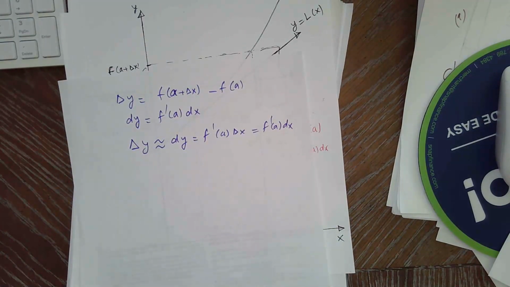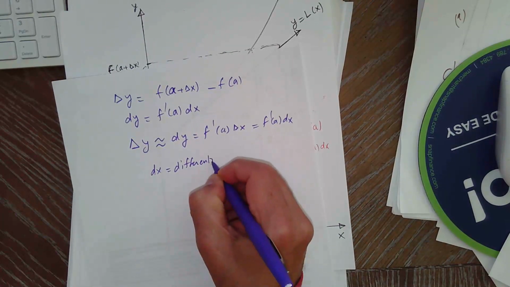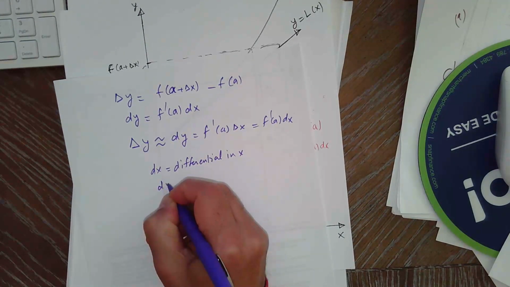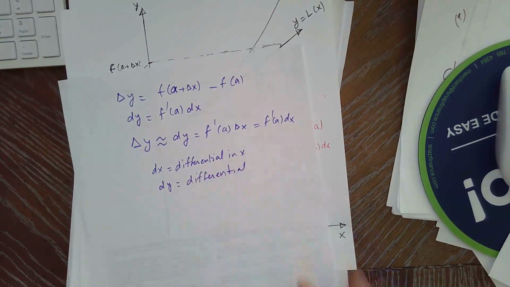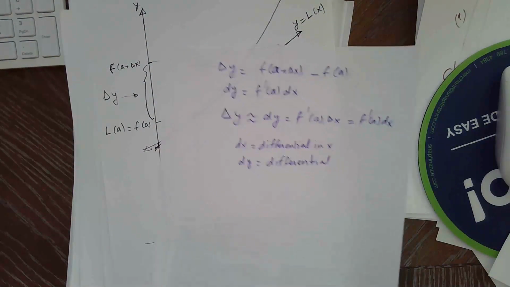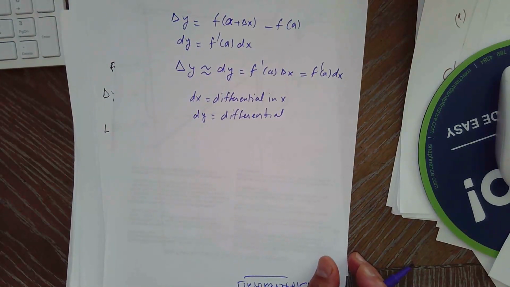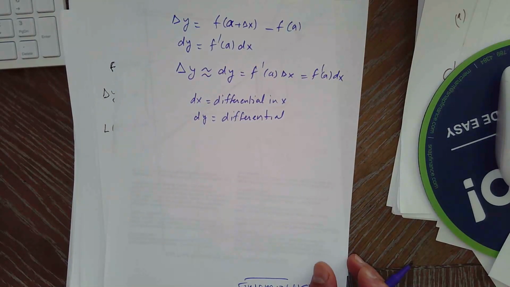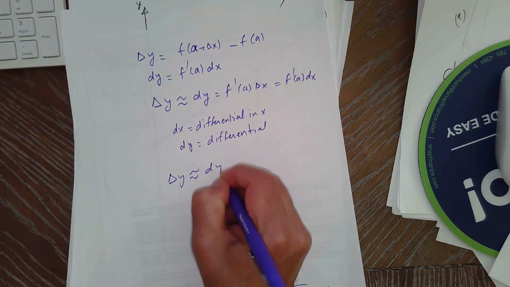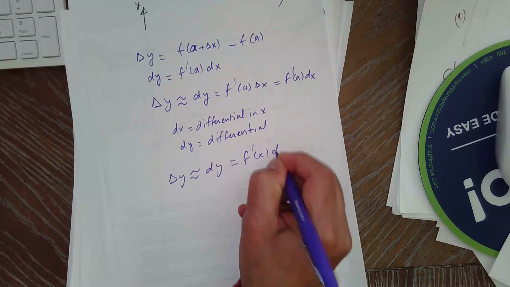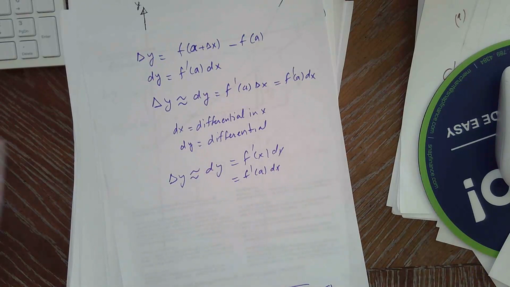Okay, so dx is called differential in x, and dy is called differential in y. That's what we mean by differential. So that piece I showed you on the graph. Okay, and so we know that delta y is roughly dy, which equals f prime of x dx, or f prime of a, whatever you're using. If you're using a specific value, it's a. If you're using a general value, it's that.